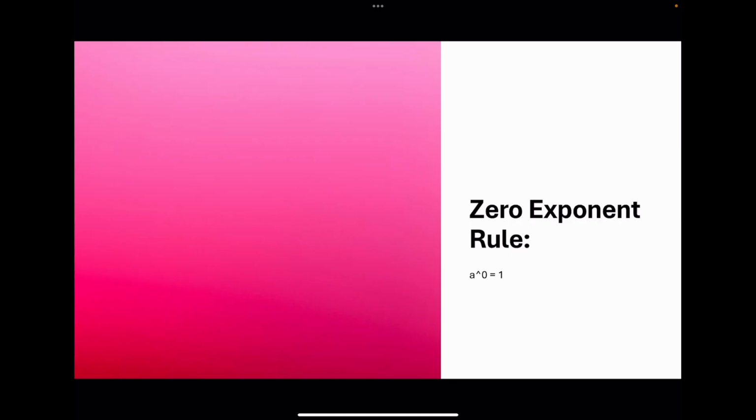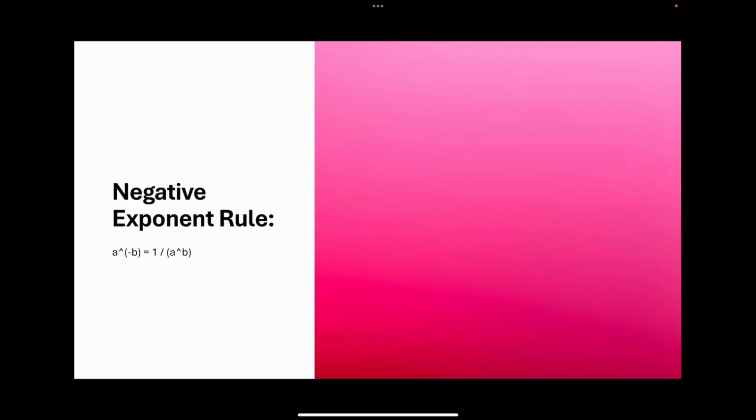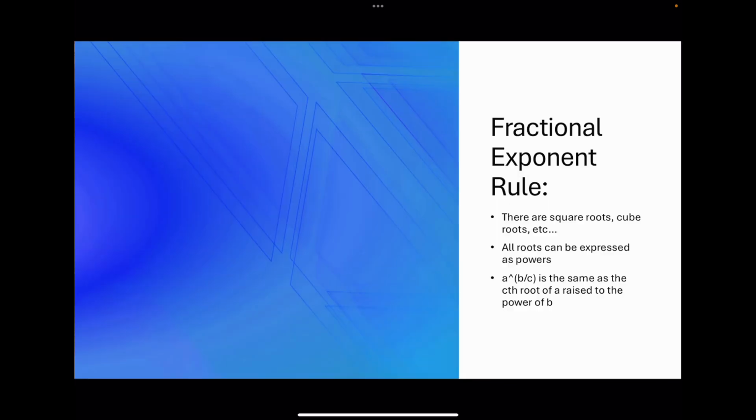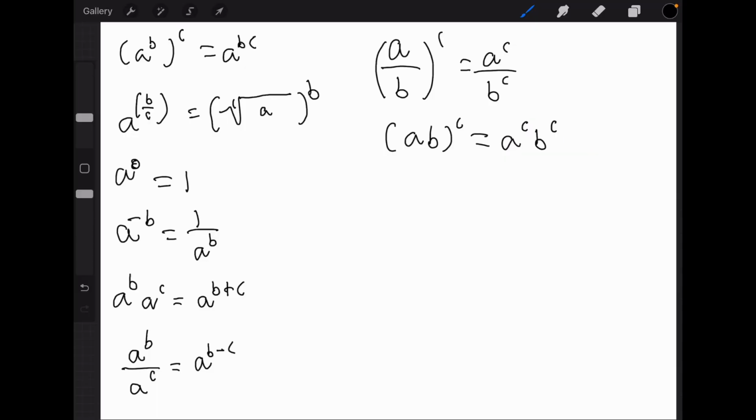Zero exponent rule. Anything to the power of 0 equals 1. Negative exponent rule. A to the power of negative b equals 1 over a to the b. Fractional exponent rule. There are square roots, cube roots, etc. All roots can be expressed as powers. A to the power of b over c is the same as the cth root of a raised to the power of b. Here I have all the rules written out.